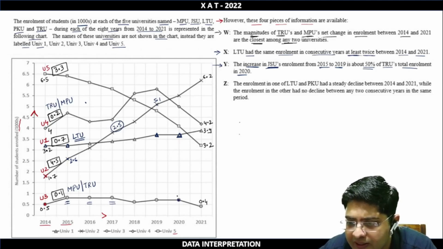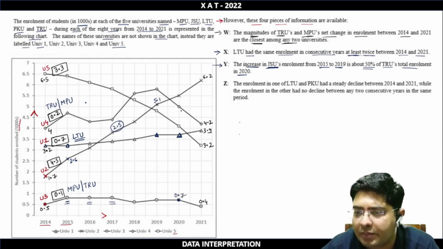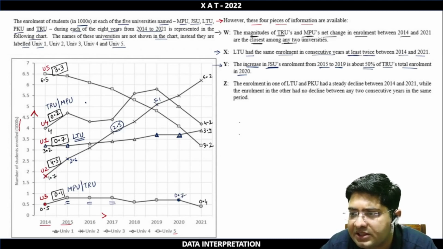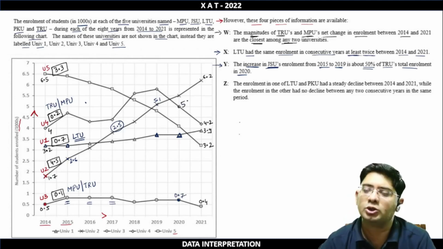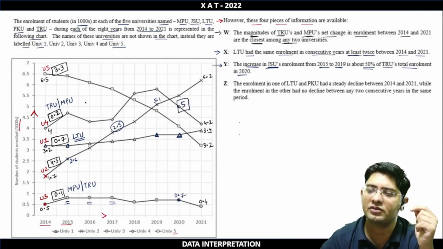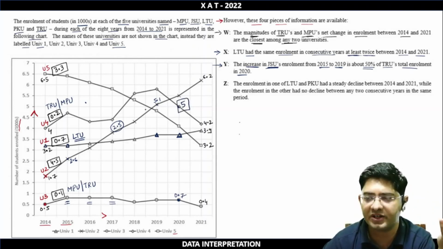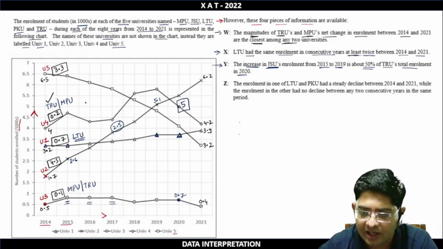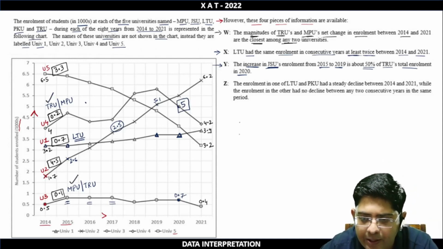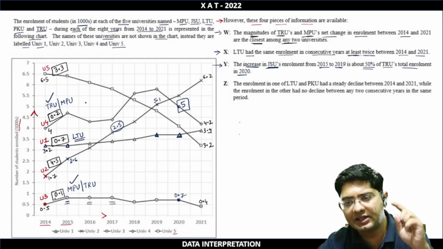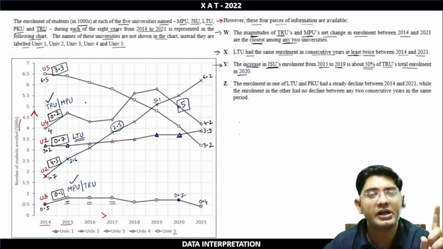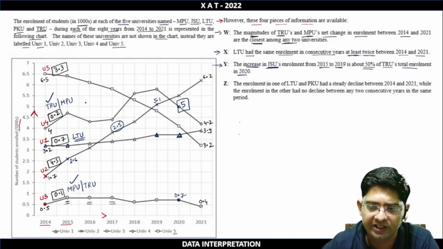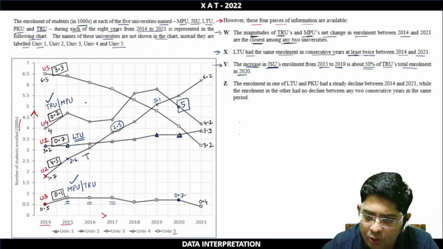So if we look at 2020 for TRU, what is the enrollment here? It is 0.5, 0.6, 0.7, and here we can see that TRU's is 5. So we got this is 5, and 50% of 5 is 2.5. So that means this University 4 is definitely TRU, okay, and University 3 is definitely MPU. So we are clear about University 4 and 3; they represent TRU and MPU respectively. University 1 is clearly LTU.